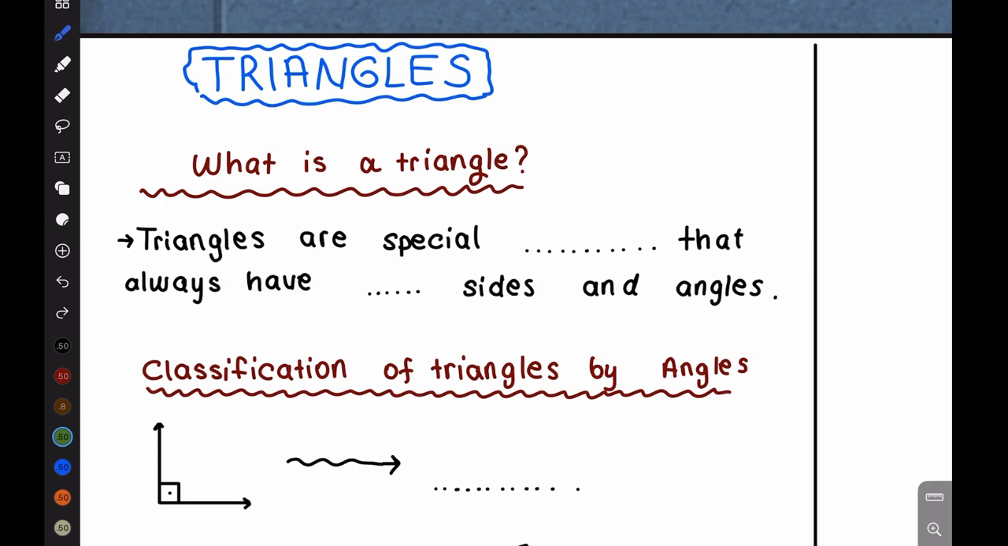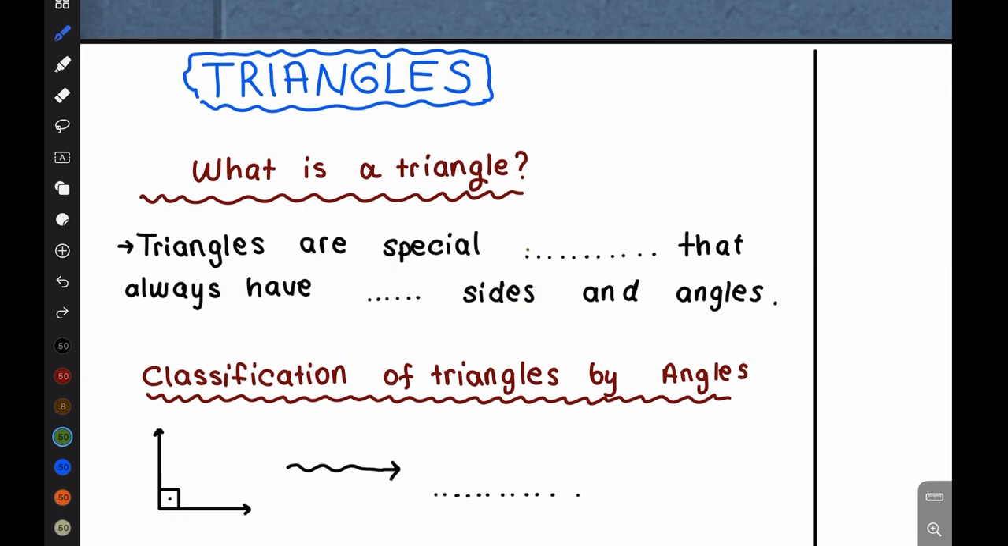So let's start with the first question. What is a triangle? Triangles are special polygons that always have three sides and angles. That is what the word triangle means. Tri means three and angle means angle. So we know that the definition is pretty easy, but what else is there to know about triangles?